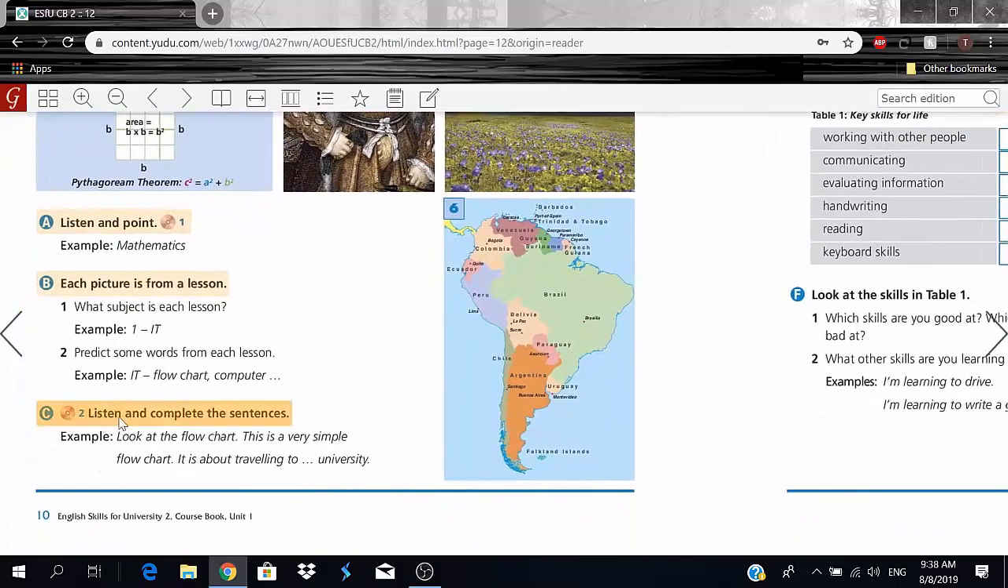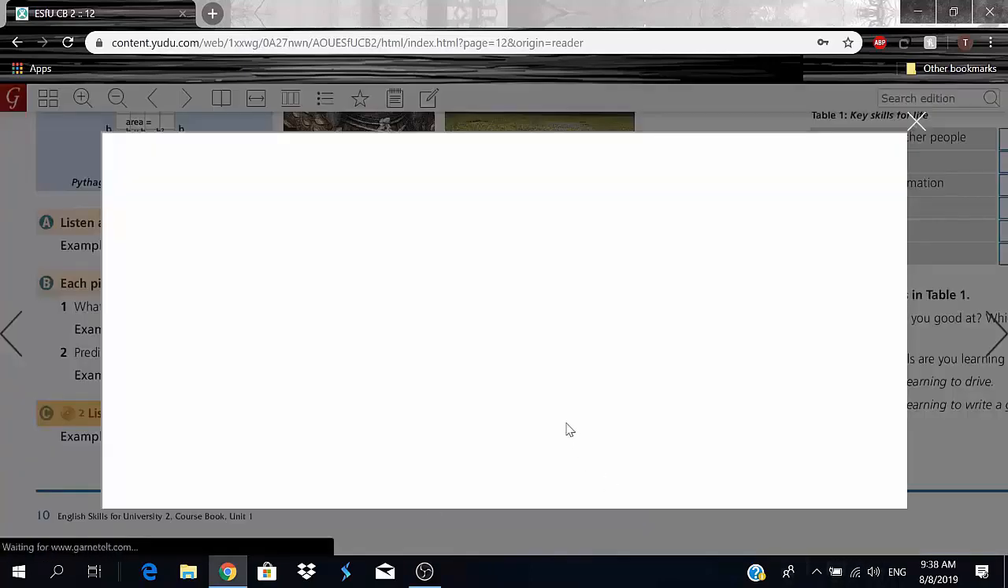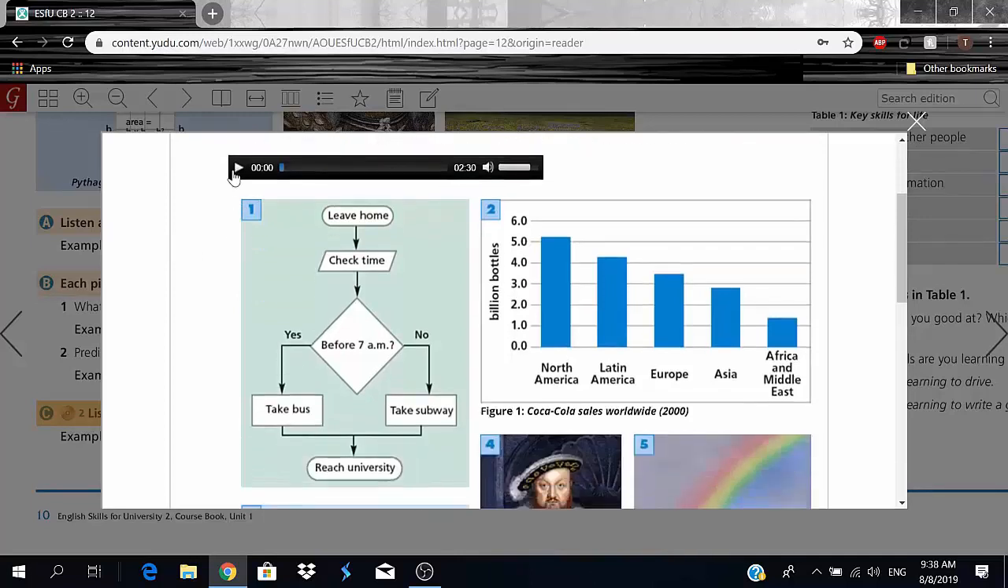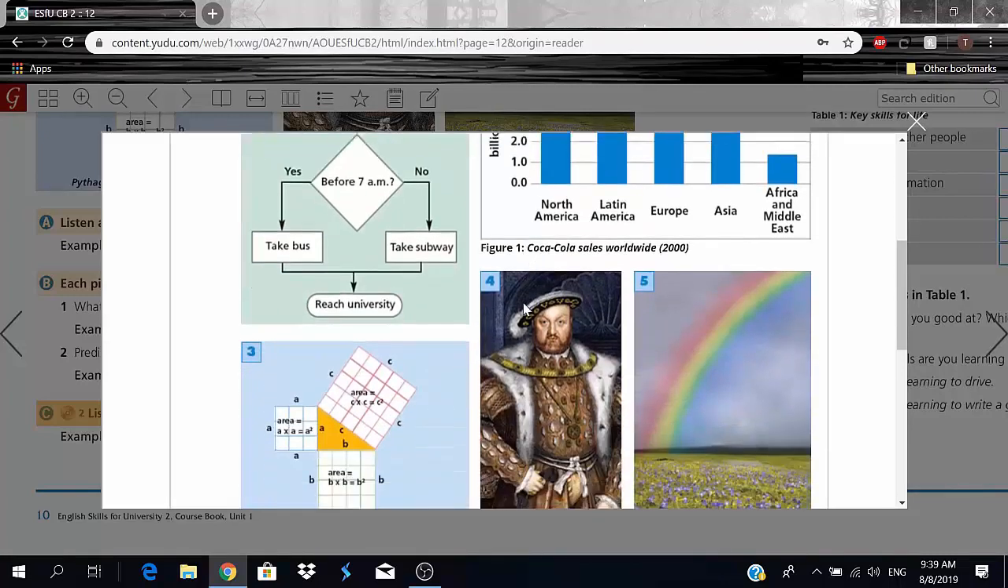Listen and complete the sentences. Okay, so this will be interesting. Give me a second. Okay. Let's give it a listen the first time. Exercise C. Listen and complete the sentences.